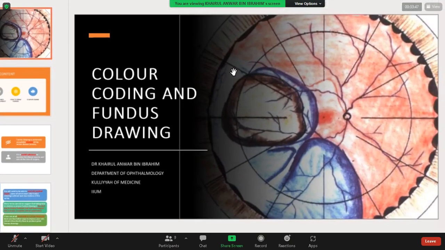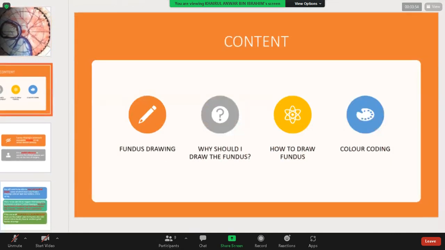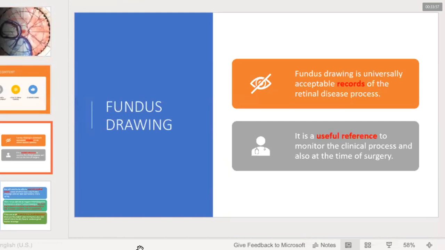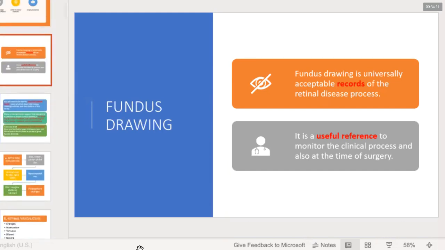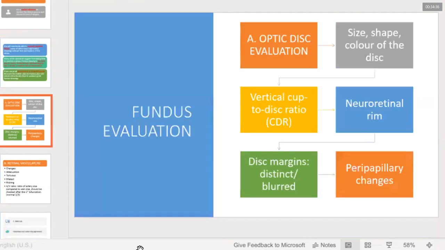Okay, as for this one, I think we can just go quickly because this is more of a guideline on how to draw a fundus. Basically this is the content of our discussion. Why do we draw the fundus? This is for our own records, and also for how we communicate with other specialists, especially if we are referring a patient. Previously we didn't have fundus photos, but nowadays we can just send the patient to other specialists with the fundus photo. But still, if you are able to draw the fundus, you basically understand what is happening in the fundus. Okay.